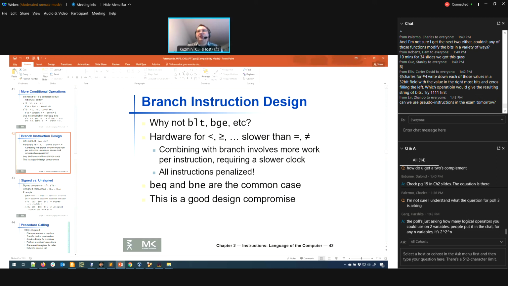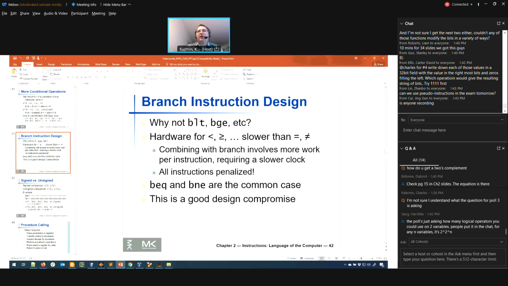Can we use pseudo instructions in the exam tomorrow? Yes.